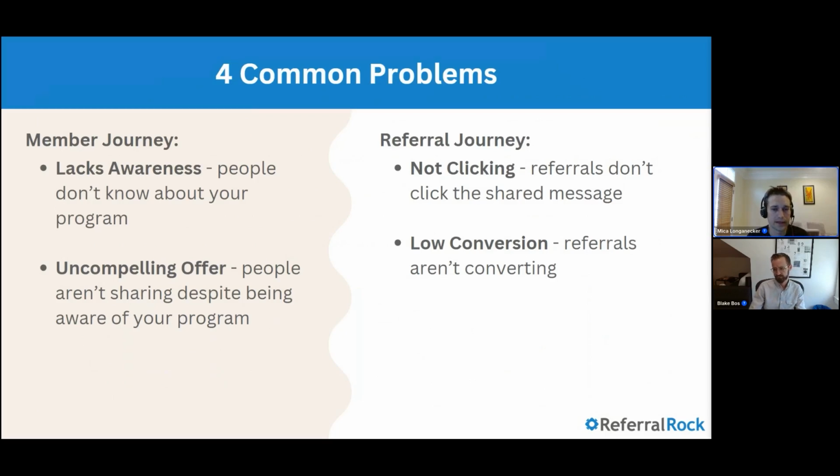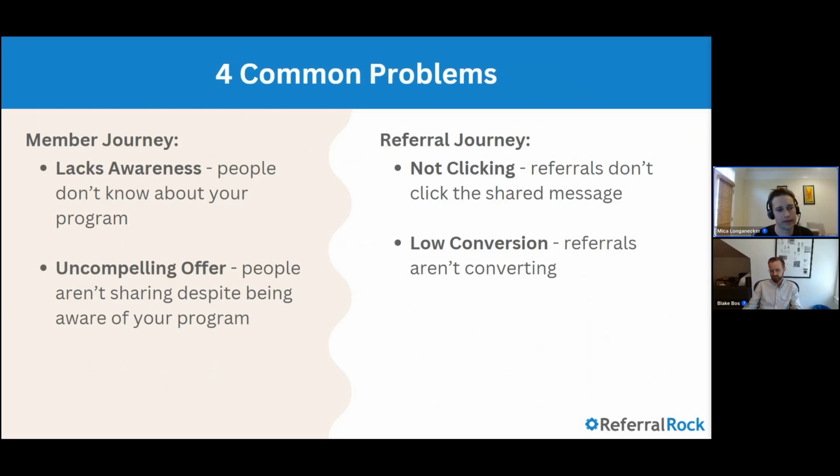So once we analyze these programs, you're going to see four common problems. On the member side, the main problem that we see is a general lack of awareness. And we know that promotion and lack of awareness is the number one reason programs fail. Oftentimes this is the main problem, but you can use the indicators to better understand what's going on. Lack of awareness is basically people don't know about your program.